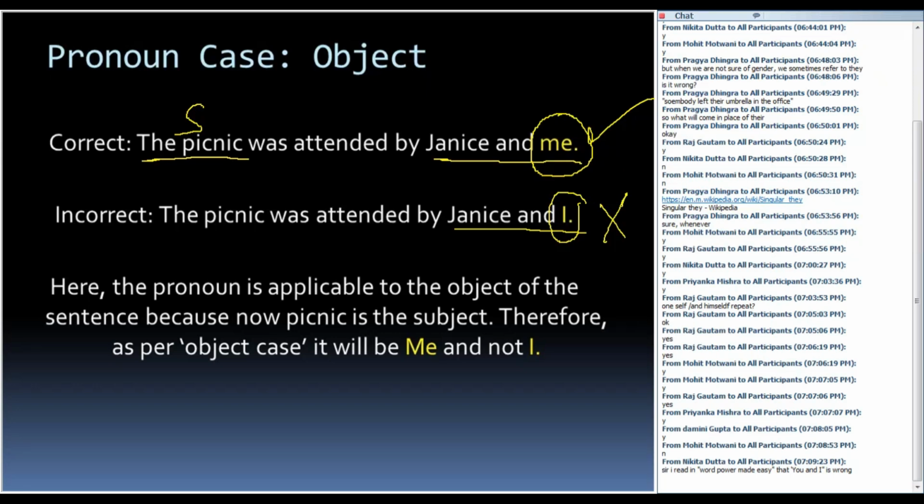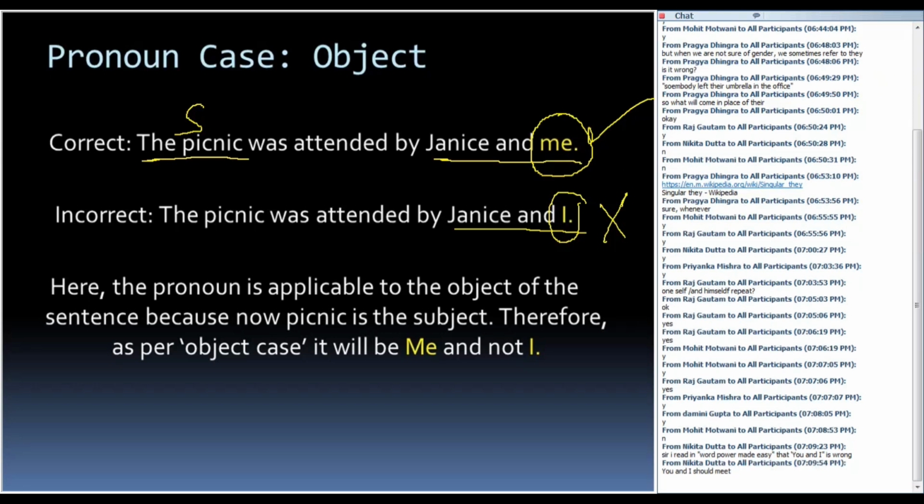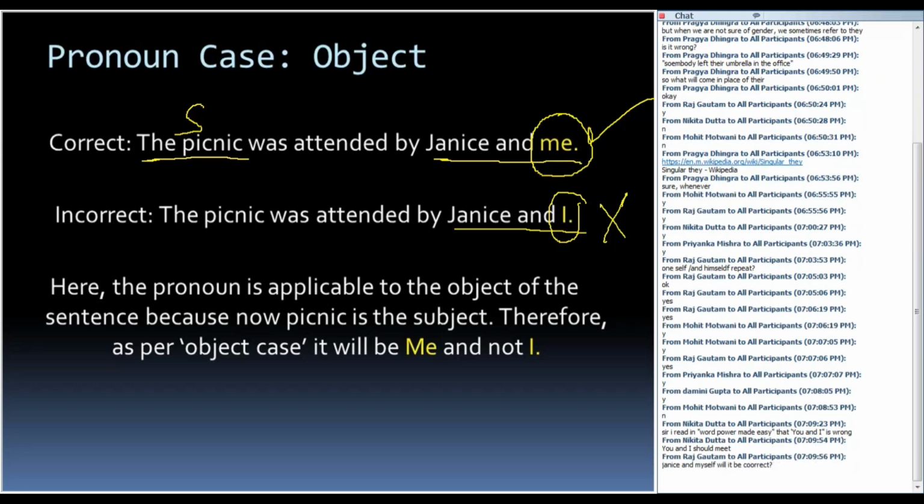Nikita, what are you saying? I read in Word Power Made Easy that you and I is wrong. Better some example sentence. We should meet. A better expression is we should meet.